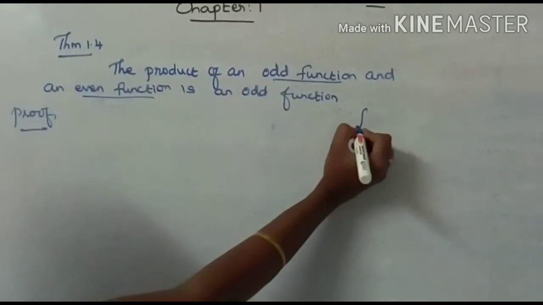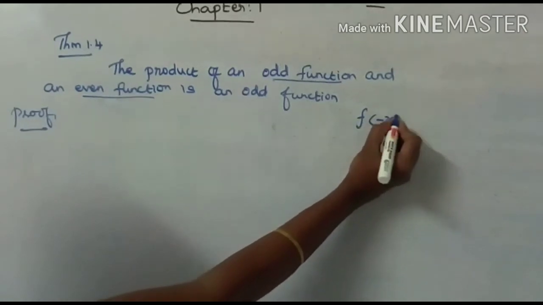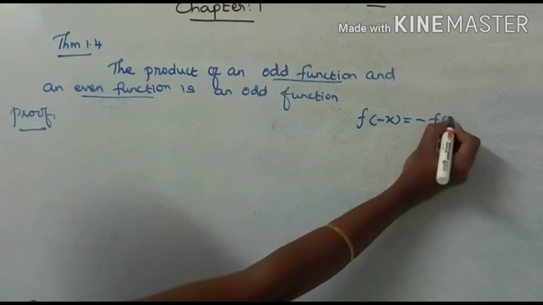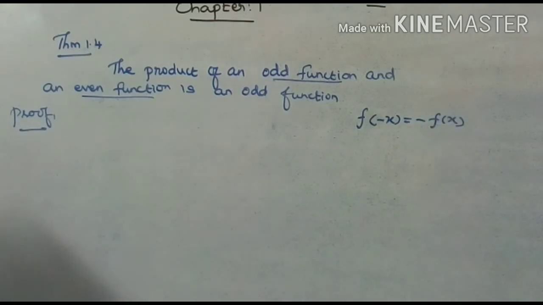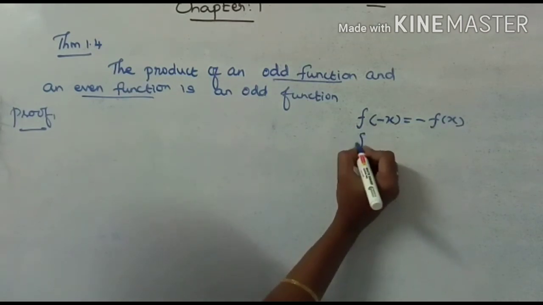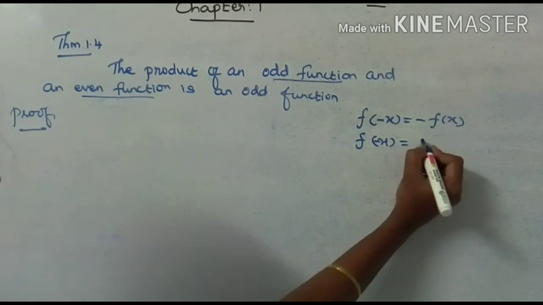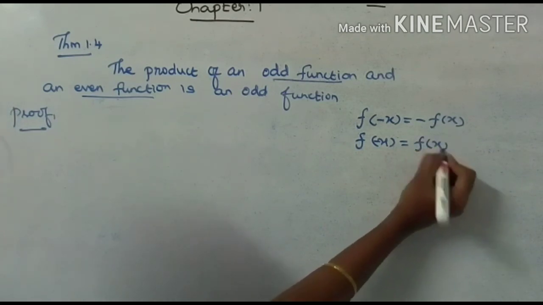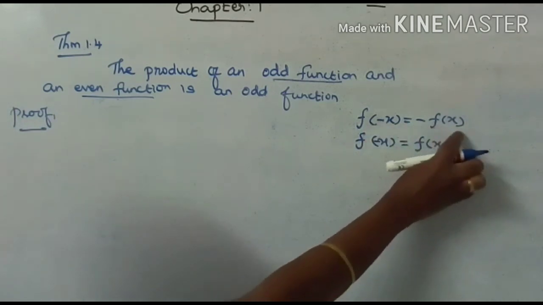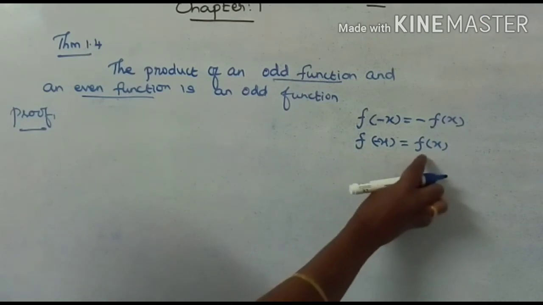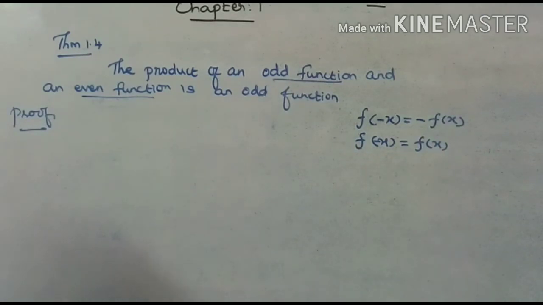You already know the definition of an odd function: f of minus x is equal to minus f of x. Your book page number 36 has this result. For an even function, f of minus x is equal to f of x. For an odd function, f of minus x is minus f of x.